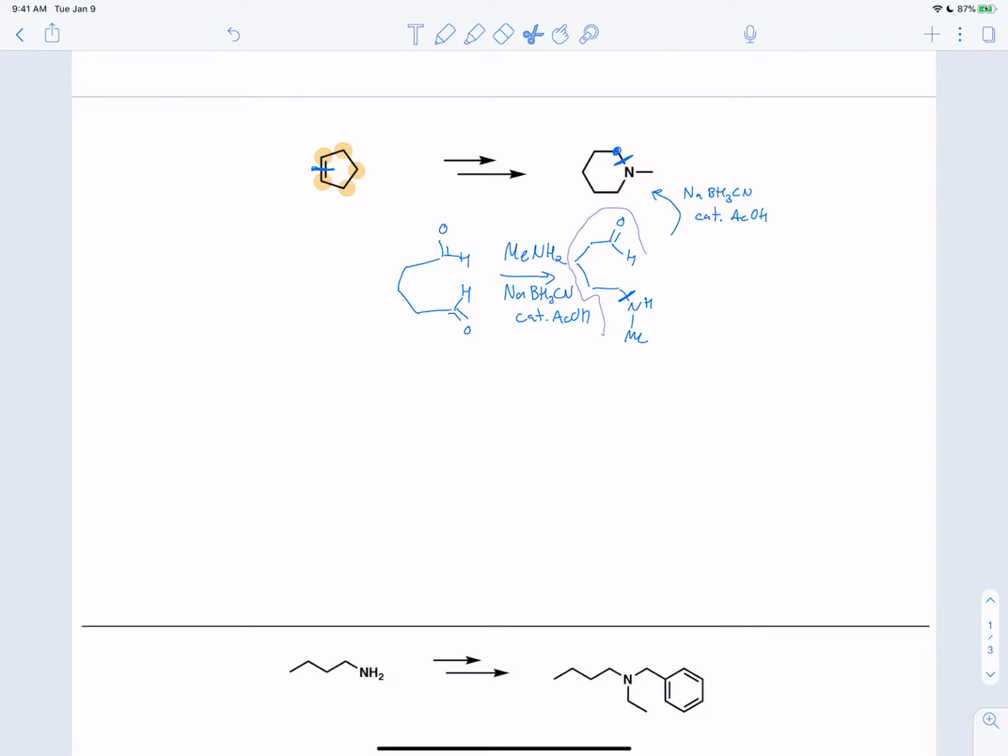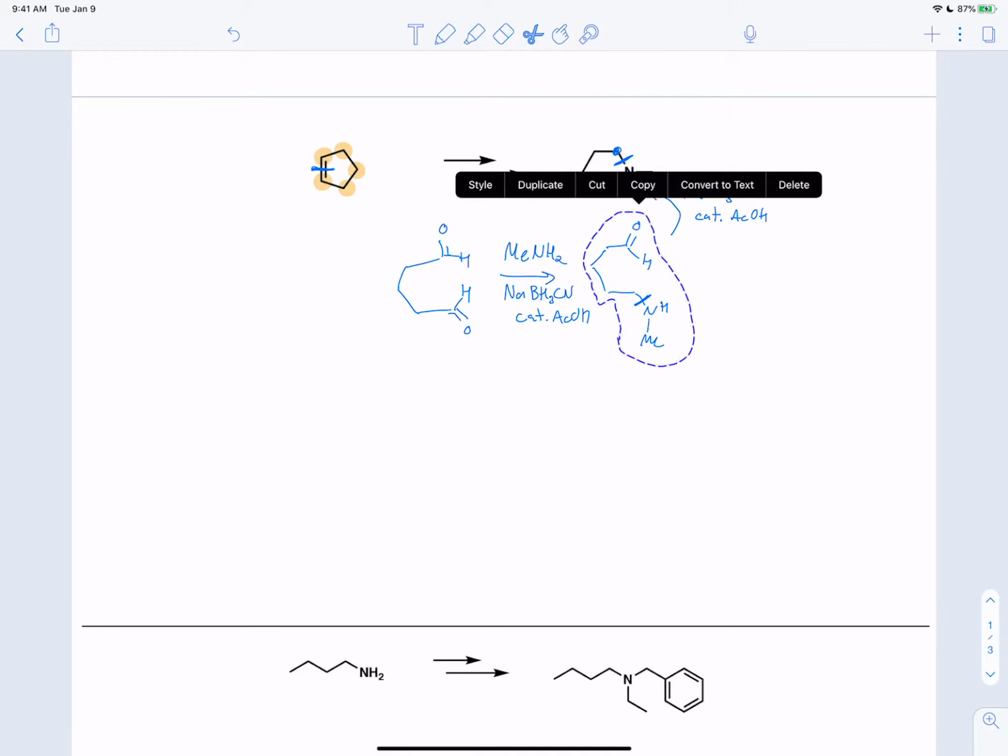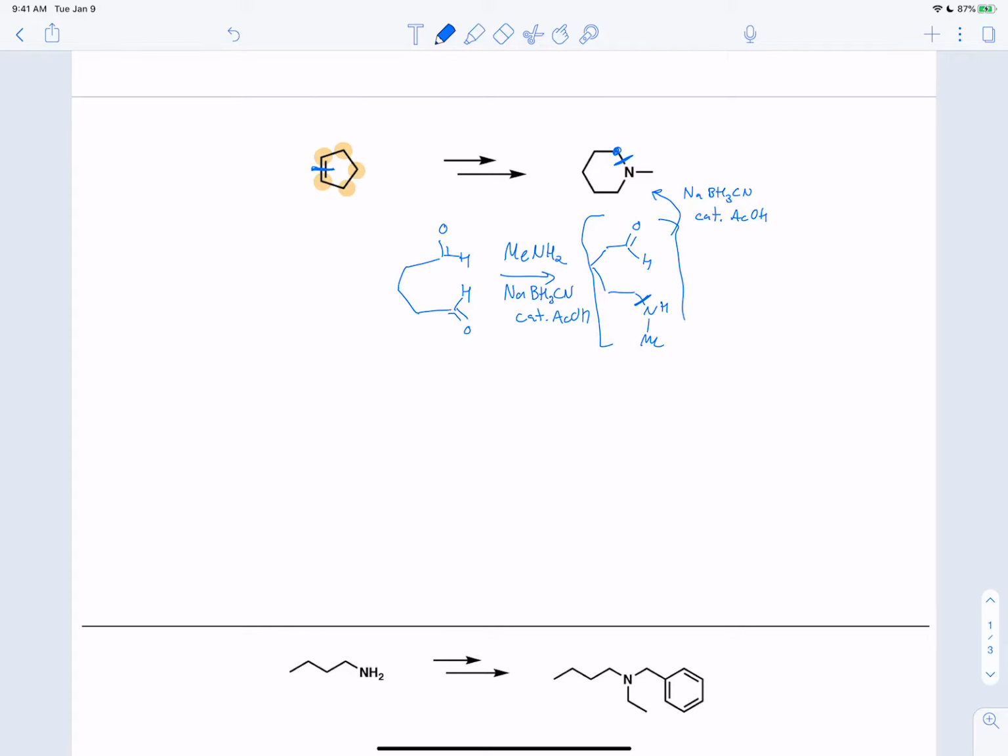This would now just be an intermediate along the way. I'll move this structure over a little bit to give us more space. This would just be an intermediate that's not isolated. It would directly keep going. And now we've really simplified our problem on the other side too, because in order to go from this cyclopentene to this bisaldehyde, we can use ozonolysis followed by a reductive workup with dimethyl sulfide. That'll directly break this double bond and give us two aldehydes on the other side.